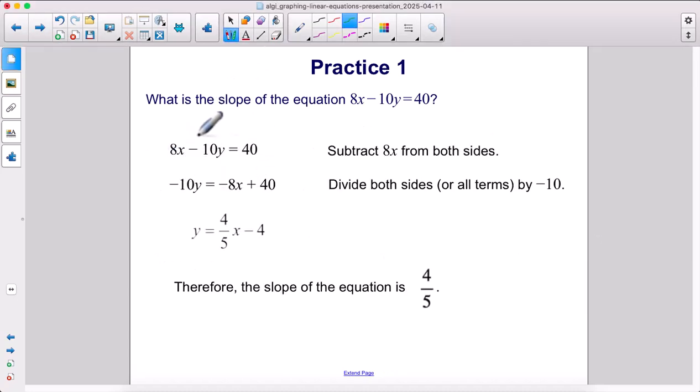So we're going to solve this equation for y. First, we're going to subtract 8x from both sides. Then we're going to divide both sides by negative 10. When we do so, we get y equals 4/5 x minus 4. Therefore, the slope of the equation is 4/5.